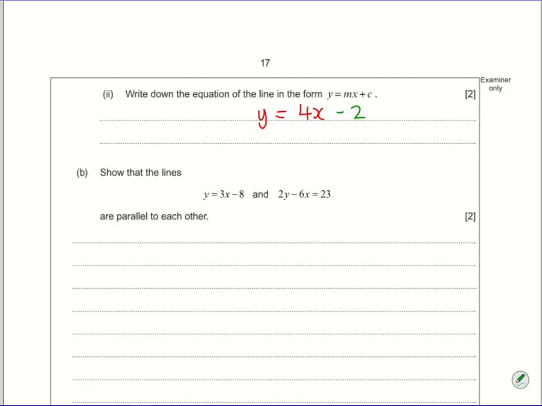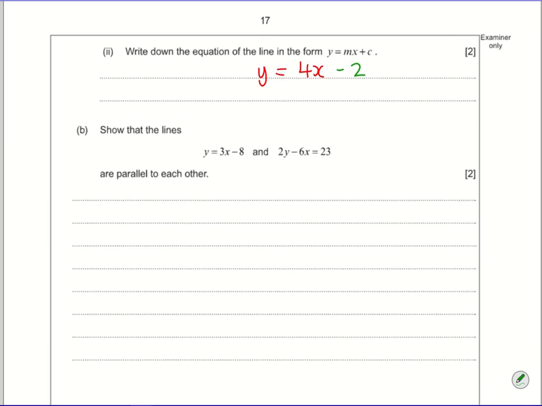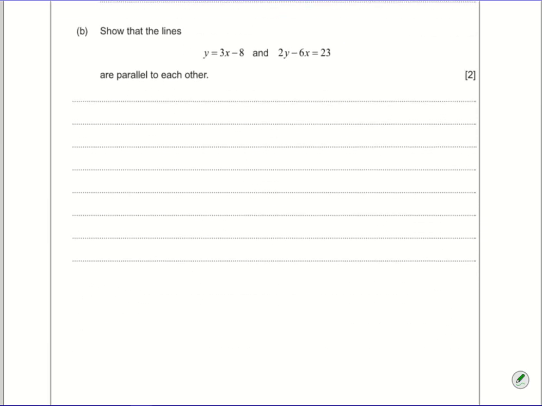Okay, and then part B, this is getting a little bit tricky now, I suppose. Check that these lines are parallel to each other. Parallel meaning they have the same gradient, they will never meet. So this first line's got a gradient of 3. Okay, there's our gradient 3. We've got to see if the other equation has got a gradient of 3. And it's really tricky because they've given it to us in a horrible format. Remember, we need to have y equals mx plus c with a single y on its own. So there's some rearranging to do here.